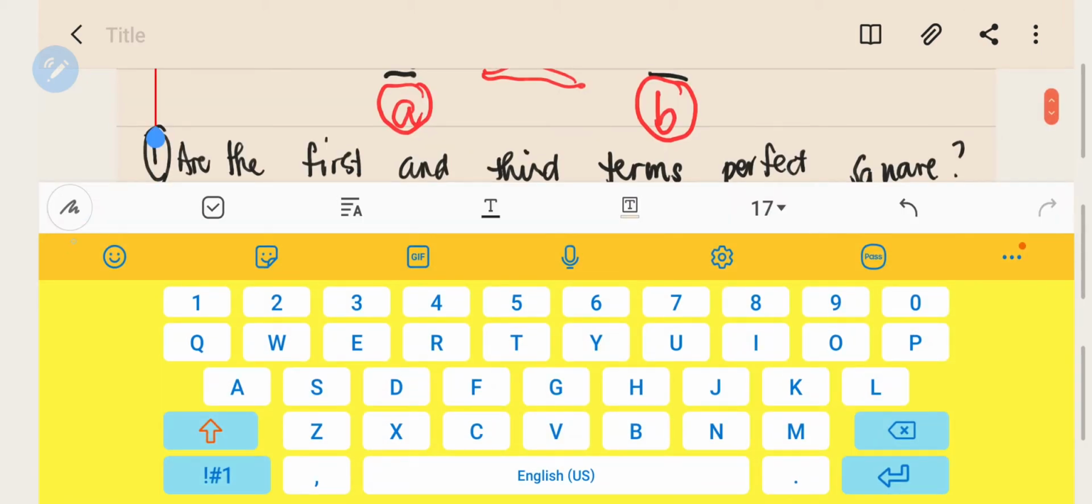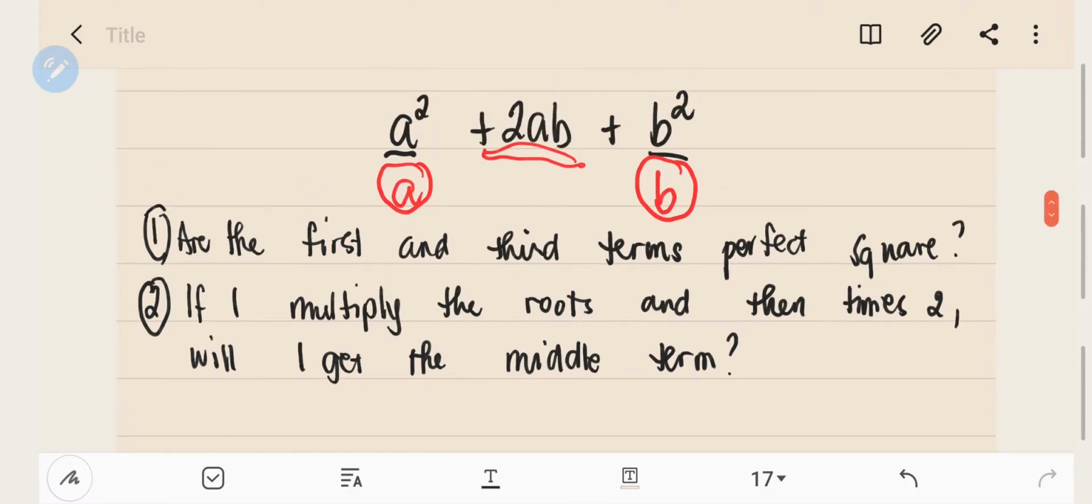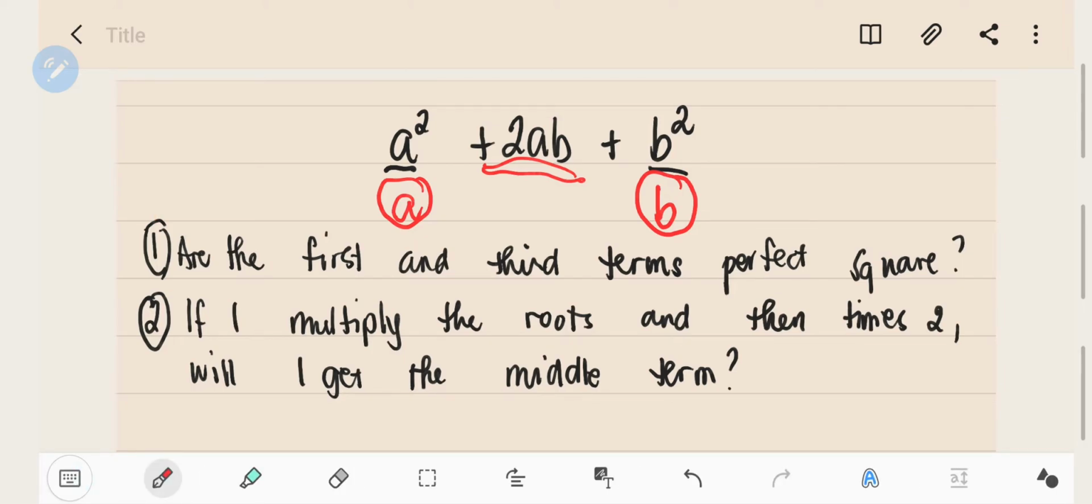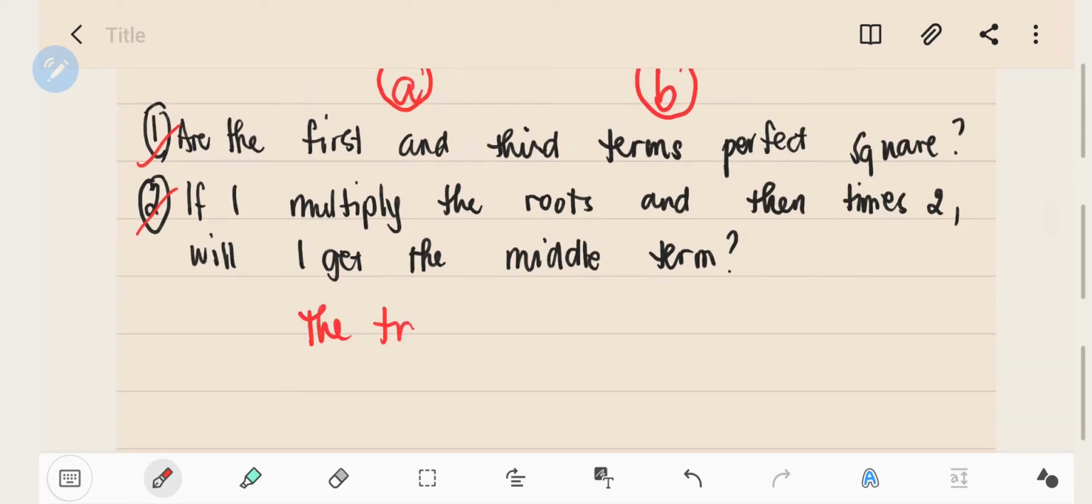Times 2, siya ay, wala na ko ng keyboard. Wait lang. Ayan. So, if I multiply a times b, that's ab times 2, that is 2ab. So, nakuha naman natin yung 2ab. Okay? Pareho namang positive yung A natin eh. Tsaka yung B. So, that will give us positive 2ab. Now, if you answered yes to both these questions, ibig sabihin, indeed, the trinomial is a perfect square. Okay?